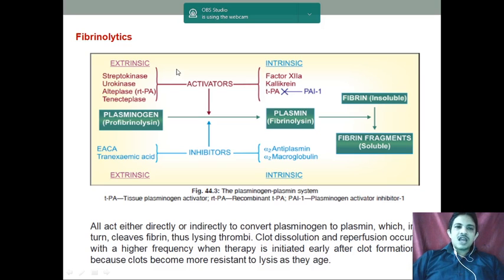Drugs like streptokinase and urokinase cause, directly or indirectly, the activation of plasminogen to plasmin, and thereby cause the breakdown of the clot by breaking the fibrin. Of course there are some inhibitors also. Here we are mainly going to discuss the fibrinolytic drugs.